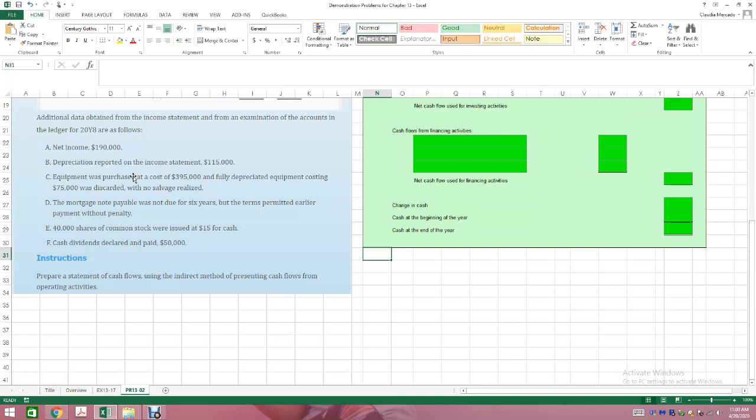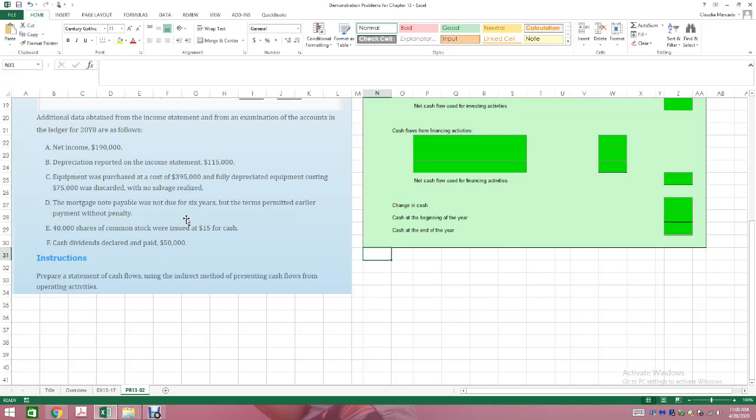So net income is $190,000. Depreciation reported on the income statement is $115,000. Equipment was purchased at a cost of $395,000, and fully depreciated equipment costing $75,000 was discarded with no salvage value realized. The mortgage note payable was not due for 6 years, but the terms permitted earlier payment without penalty. 40,000 shares of common stock were issued at $15 for cash, and cash dividends declared and paid were $50,000. And they're asking us, using all of the information provided, to prepare a statement of cash flows using the indirect method.